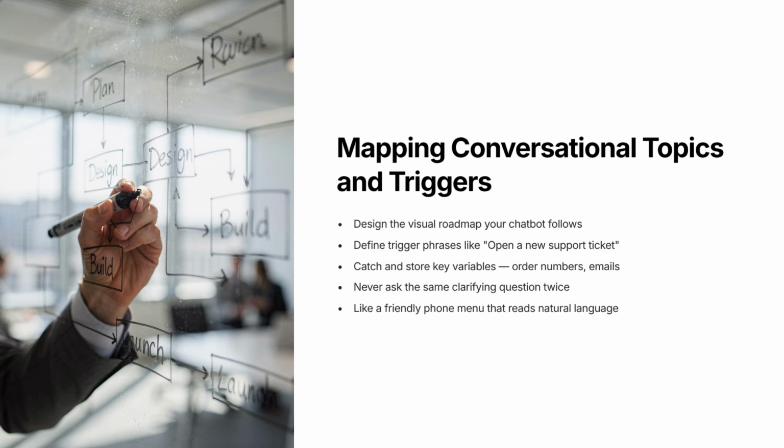In simple English, this is drawing out the visual roadmap that your chatbot follows whenever a user types a message. You define clear trigger phrases like open a new support ticket or check order status to tell the bot exactly when to activate a specific conversation branch. As the user talks, the bot is smart enough to catch and store important variables like an order number or an email address, so it doesn't have to ask the same clarifying question twice.